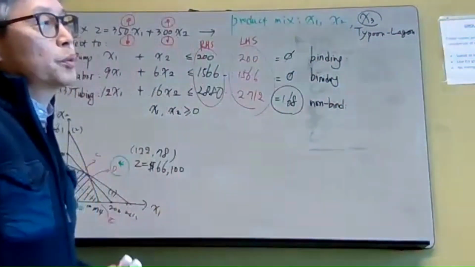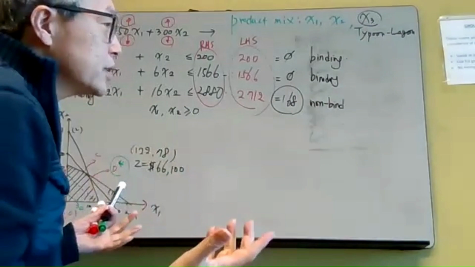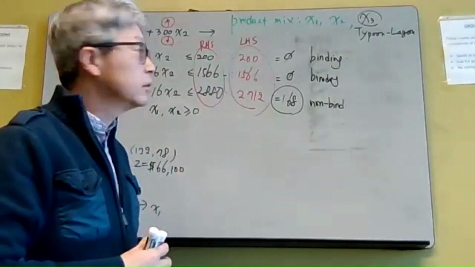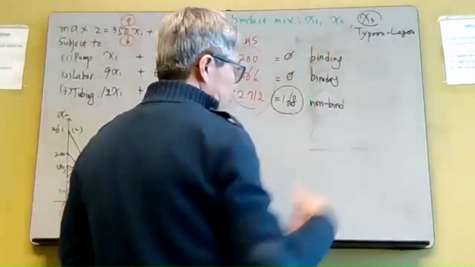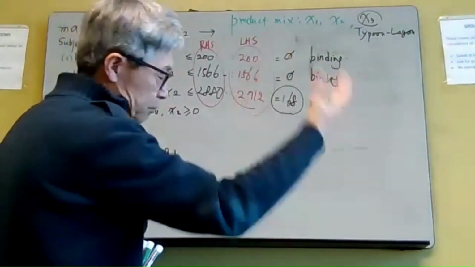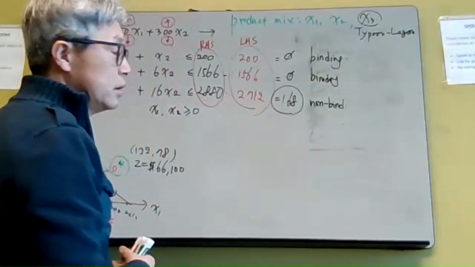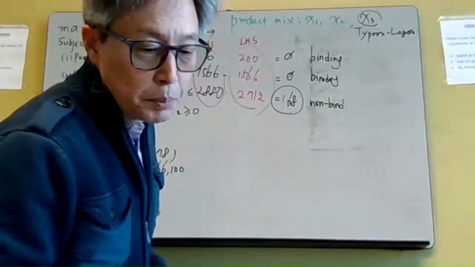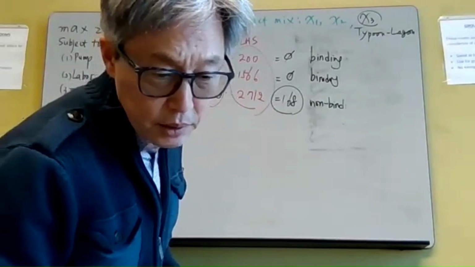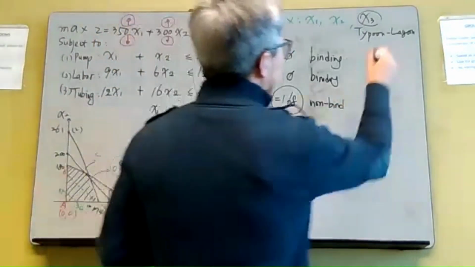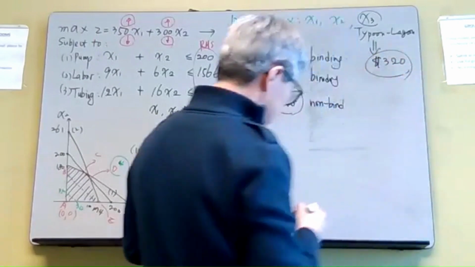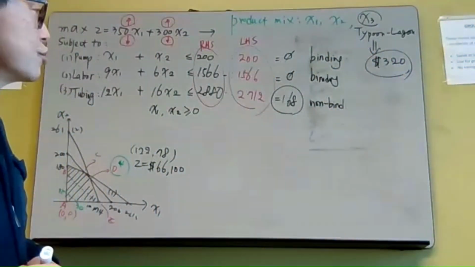So each company has a product development department. So they're very excited to introduce a new product in the market. X3 Typhoon Lagoon. So X1 and X2 were in the market. Now we want to have a new product, X3. The marketing department thinks the price should be $320 in the market. They already did the research.